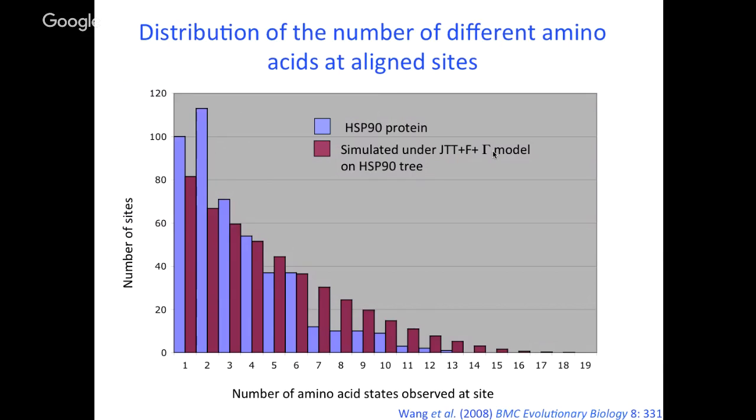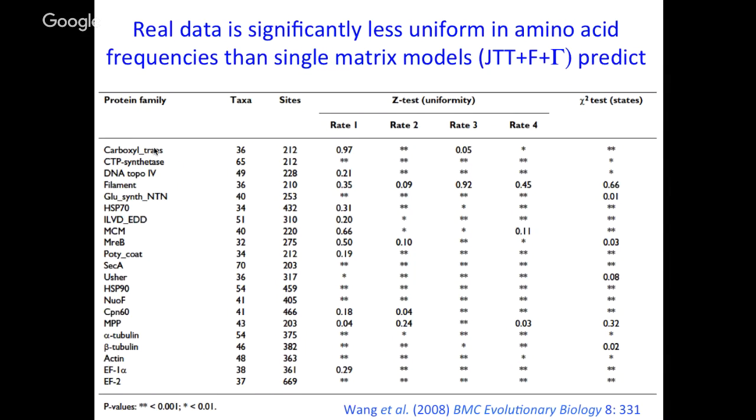And you can actually quantify this over multiple different proteins, look at the uniformity of amino acid distributions and the number of states at a site. And that is what is shown here in this big table for 21 different protein families that we looked at. And I don't want to belabor the various tests; you can go and look in this paper if you want to see what we did.